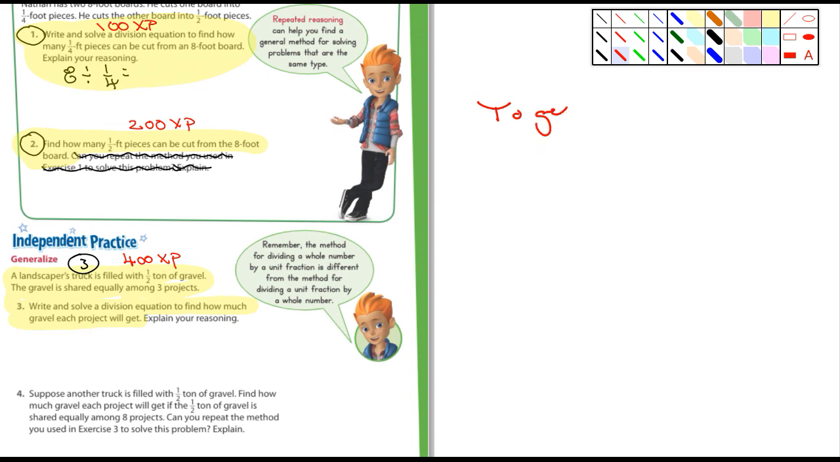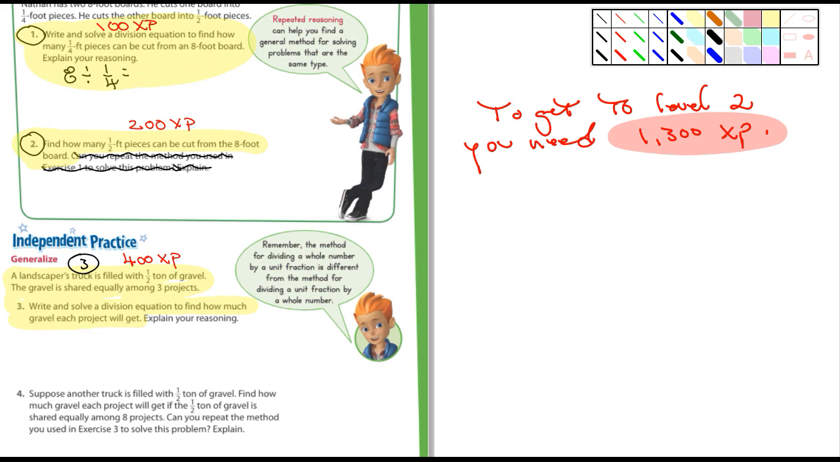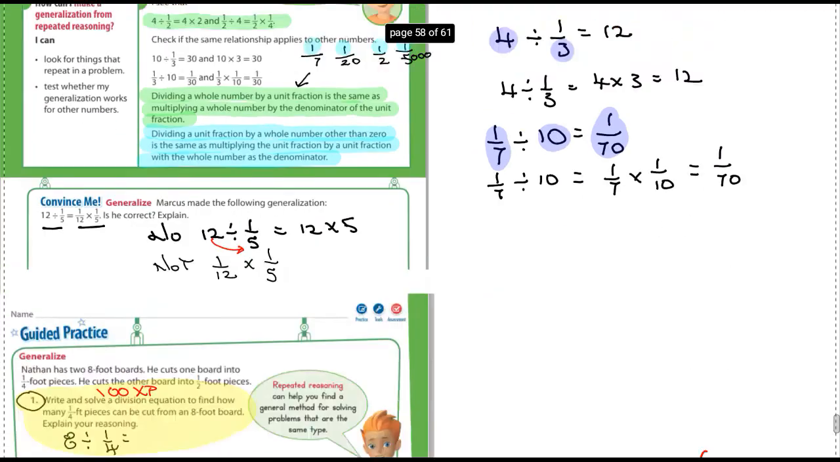Now, to get to level 2, I was working with some students actually today. Level 2, you need, I think it was around 1,300 XP. Okay, so that's your target, 1,300 XP. And I think there were a couple students that might have been around 600 points. So, anyways, there we go. 100, 200, 400.